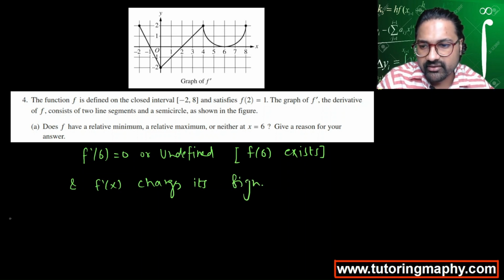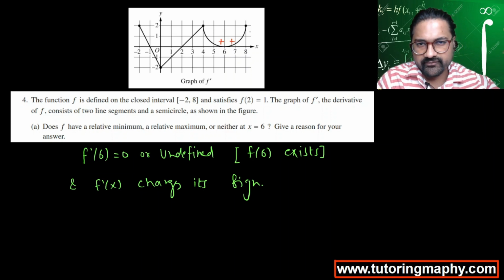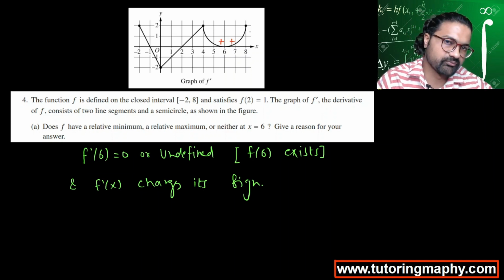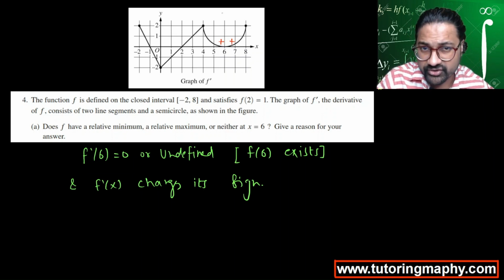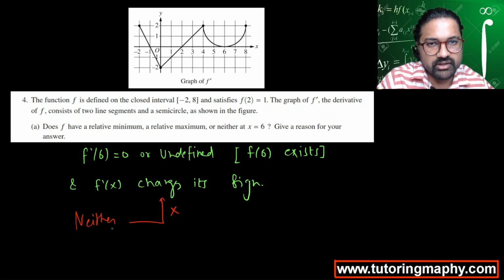Now here it's very clear that although f prime of 6 is definitely 0, it's just touching the x-axis. But it's not changing sign, it's just going from positive to positive, right? It's above the x-axis, so it's positive before 6, positive after 6, so it's not changing sign. So it's a critical point, but it is neither a minimum nor a maximum, because it's not changing its sign. So we're going to say it's neither, since this is not changing its sign.